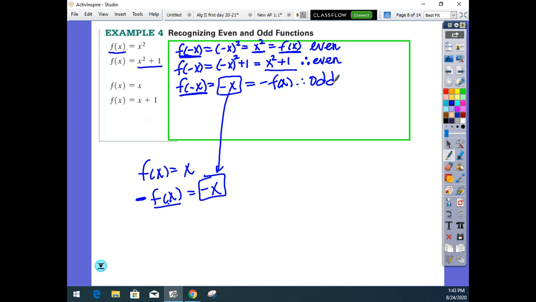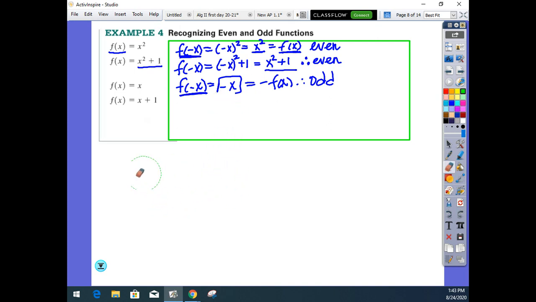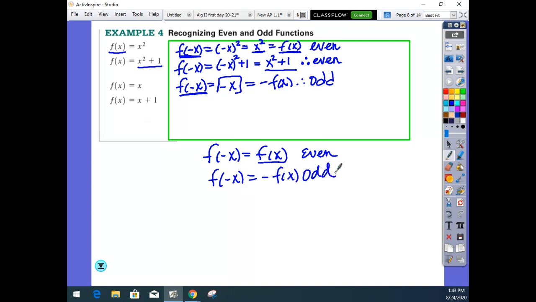All right. Okay, so I'm going to break this last one up a little bit differently. We said earlier, if f of negative x equals f of x, the original, it is even. If f of negative x equals the opposite of the original, it's odd. Every other situation is neither. So let's look at this last problem.